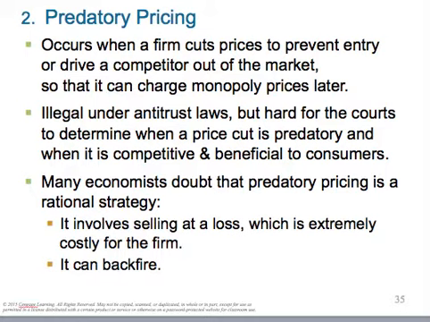Second one is predatory pricing. This occurs when a firm cuts prices to prevent entry or drive a competitor out of the market so it can charge monopoly prices later. It's illegal under antitrust laws, but it's hard for courts to determine when the price cut is predatory and when it is competitive and beneficial to consumers. Many economists doubt that predatory pricing is a rational strategy because it involves selling at a loss, which is extremely costly to the firm, and it can backfire.